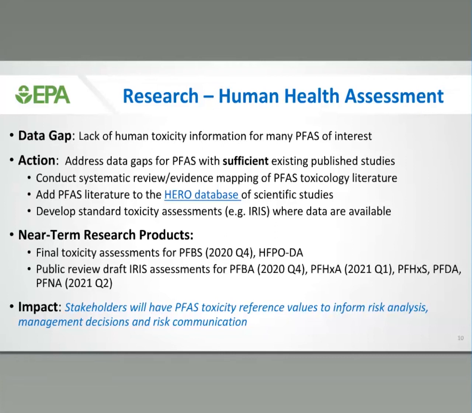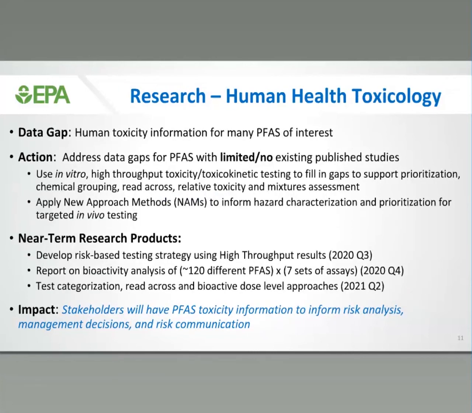So this is how we're approaching research on the small set of PFAS chemicals where we have lots of existing peer-reviewed studies. For the much larger set of chemicals, hundreds to thousands, where there's limited or no existing studies, we've been applying some of our high-throughput in vitro toxicity toxicokinetic testing methods. EPA has been developing computational toxicology, high-throughput toxicology methods for the last 15 years or so. And we're now applying them to try to fill in some of the gaps in toxicity information for unstudied chemicals.